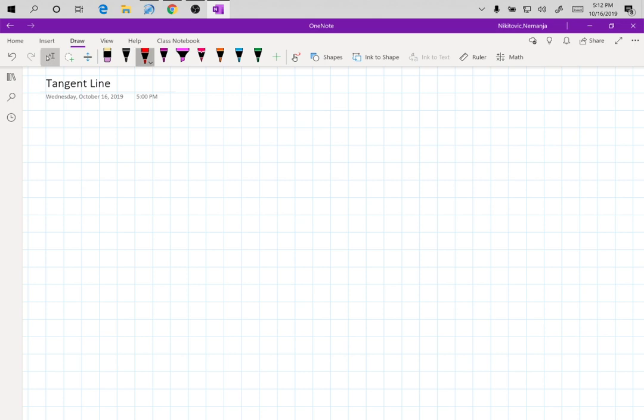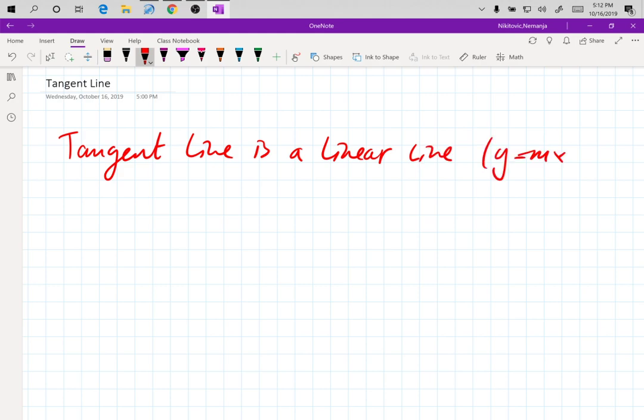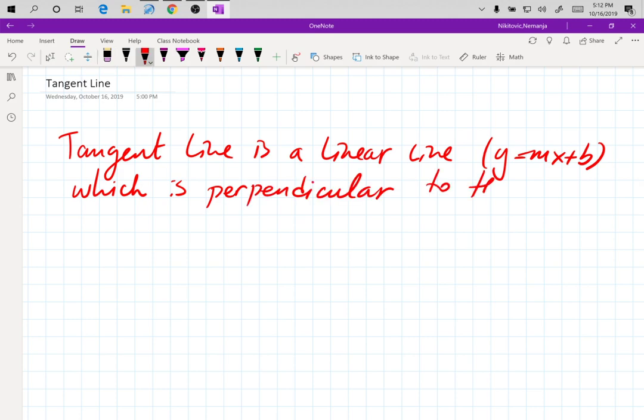So first off, a tangent line is a linear line, y equals mx plus b, which is perpendicular to the curvature at a given point, x equals a.